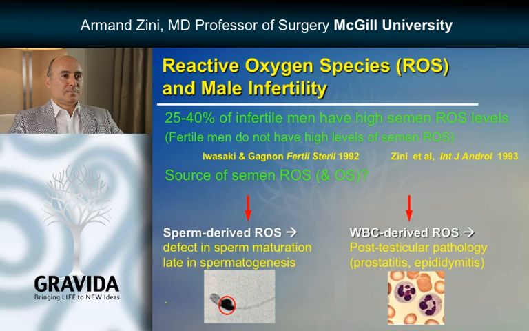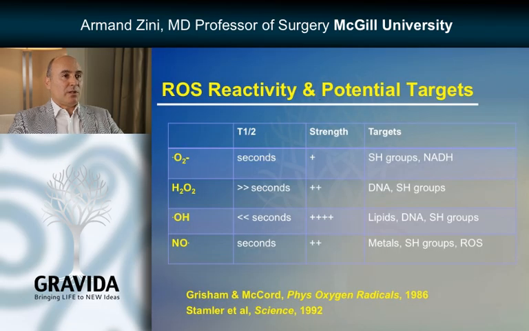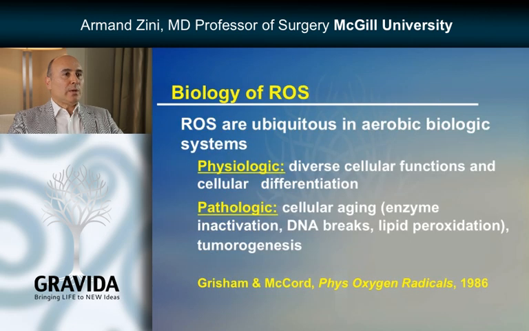epididymitis. Now, when we talk about reactive oxygen species, we're talking about a number of individual species such as superoxide anion, hydrogen peroxide, hydroxyl radical, and nitric oxide. It's important to recognize that each one of these species has a different reactivity, half-life, and potential target sites, with the hydroxyl radical being the most potent of these. Now, we know that reactive oxygen species are ubiquitous in aerobic biologic systems, and they both have physiologic and pathologic functions.